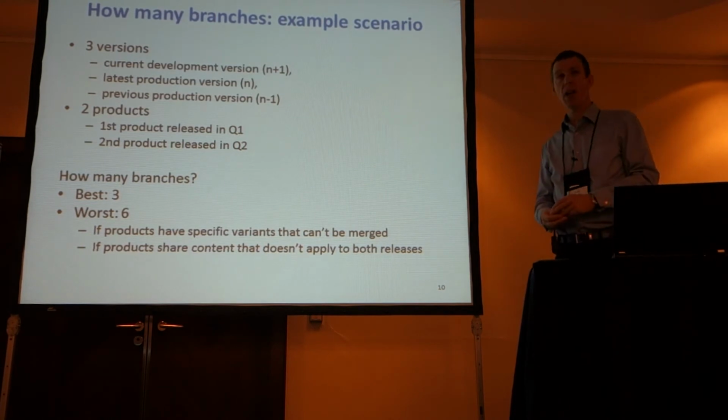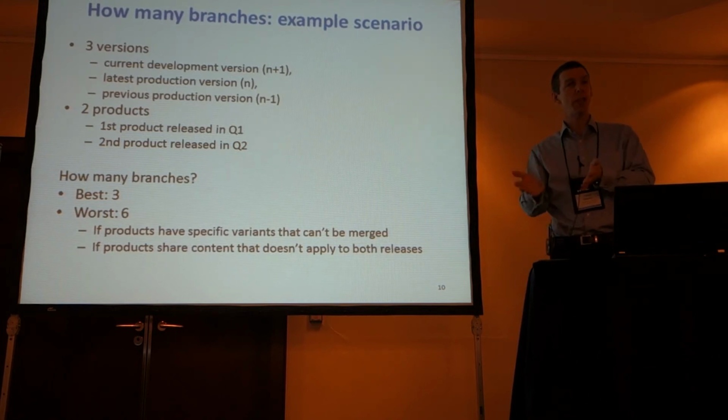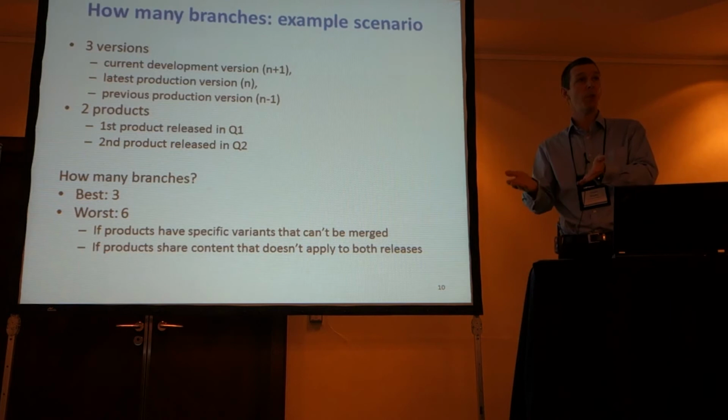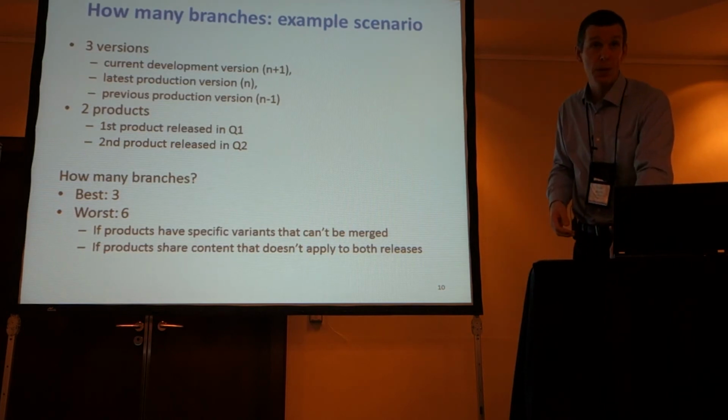So that could be quite a lot of effort, quite a lot of overhead for managing those, just because they've got a different release cycle. That's the only problem here. Yeah, and we're doubling the number of branches just because they're being released at a different time.